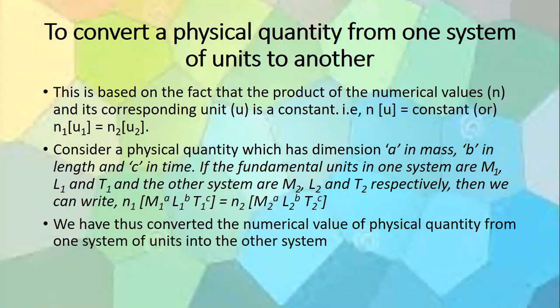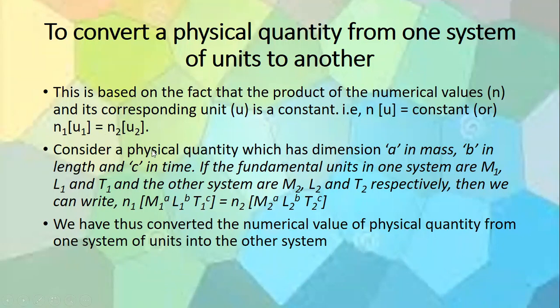Now, to convert a physical quantity from one system of unit to another system of unit. This is based on the fact that the product of the numerical value and the corresponding unit, that is, n is called the numerical value and u is the corresponding unit, is a constant. So we can write n u is a constant. This can be written as n1 u1 is equal to n2 u2, where n1 and n2 are the numerical values and u1 and u2 are the units.